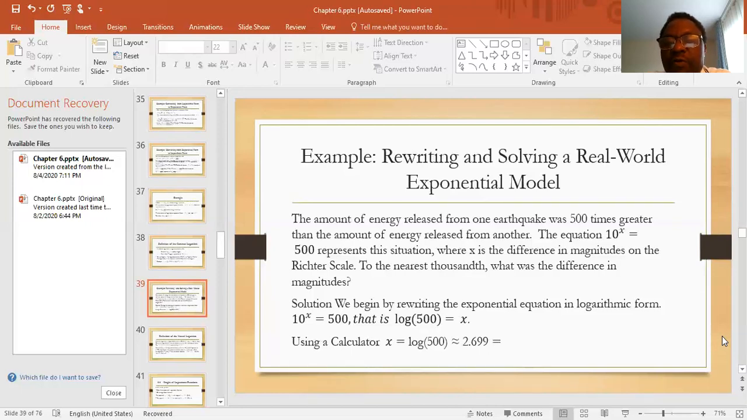So we begin by rewriting the exponential equation in logarithmic form. If somebody tells us that 10 raised to power x equals 500, that means the power of 10 that will give 500 is x. In other words, what is the common logarithm of 500? We can use a calculator to determine the common logarithm of 500, and that gives us the solution to this equation.